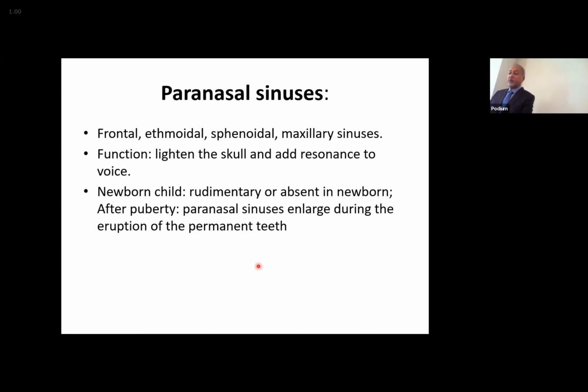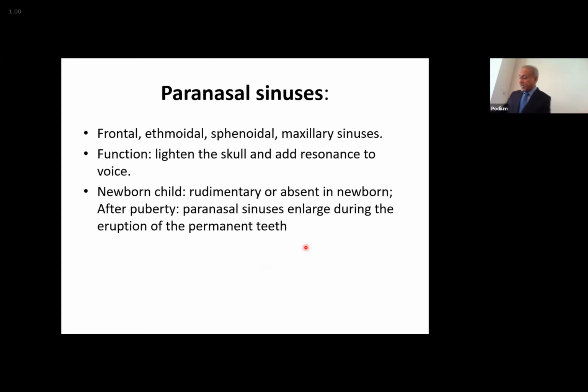Now let's look at these sinuses. We have frontal, ethmoidal, sphenoidal, and maxillary sinuses. Function: lightening of the skull and adding resonance to the voice. In children, they are rudimentary, very small to absent, but after puberty the paranasal sinuses enlarge because of the eruption of teeth and everything.